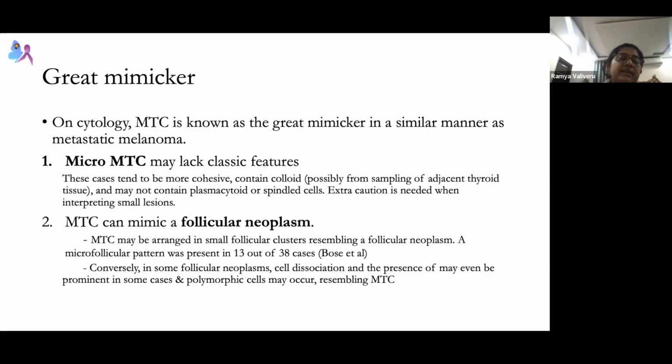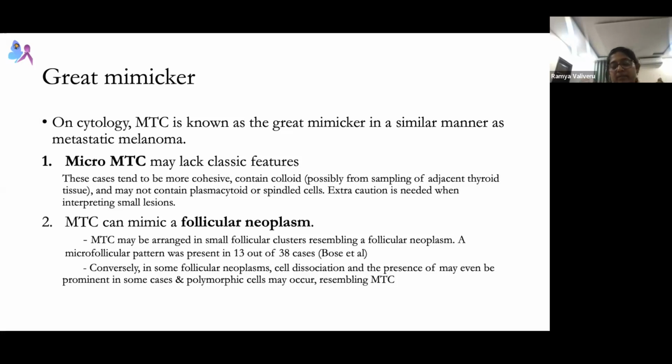So, MTC is a great mimicker on FNAC. Micro MTC doesn't lack classical features like we just talked about. MTC can mimic a follicular neoplasm because the cells could be epithelioid, and they could be small blue round cells arranged in follicular clusters resembling a follicular neoplasm. In one particular study, microfollicular pattern was seen in about 13 out of 38 cases. Conversely, in some follicular neoplasms, cell dissociation is also possible, and the presence of polymorphic cells can also occur, resembling MTC. So, vice versa.